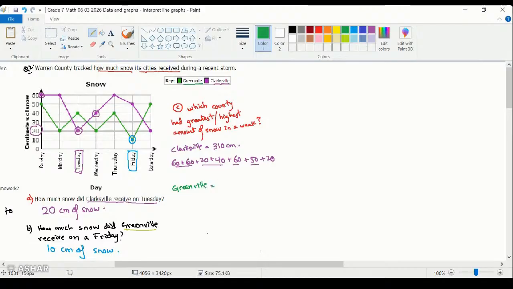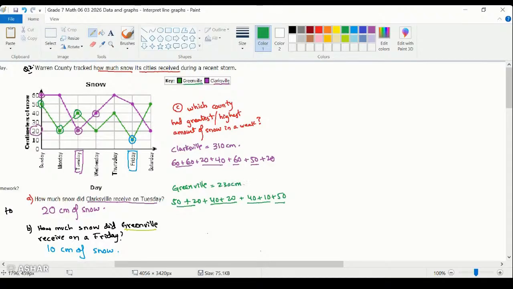Greenville was 50, 20, 40, then we had a 20, then we had a 40, then we had a 10, and then we had a 50, 70, 110, 130, 170, 180, 230.